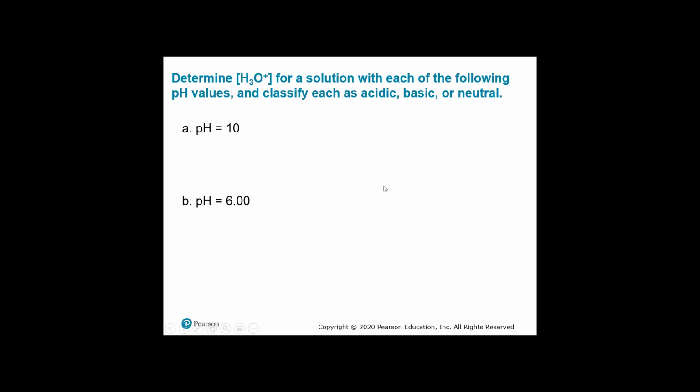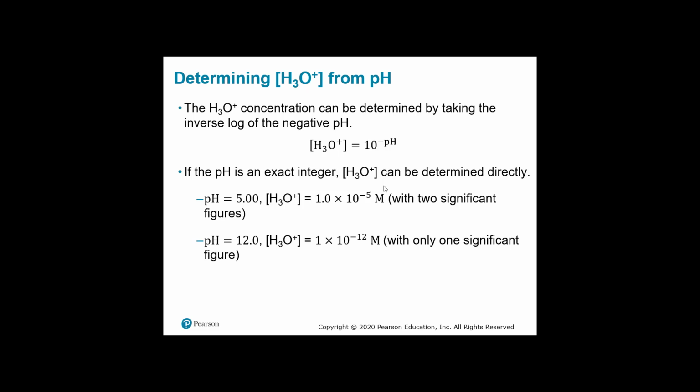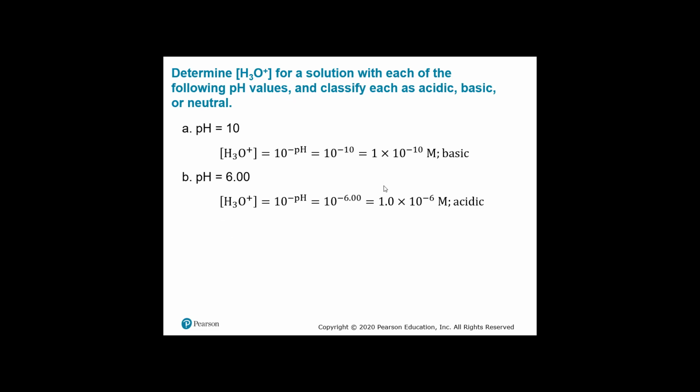All right, so determine the hydronium concentration. This, by the way, is a longer lecture because I have a lot of examples. Determine the hydronium concentration for a solution using the pH values, and we're going to determine whether it's acidic, basic, or neutral. So we have a pH of 10. Again, we use the inverse log. I've got to write that down.